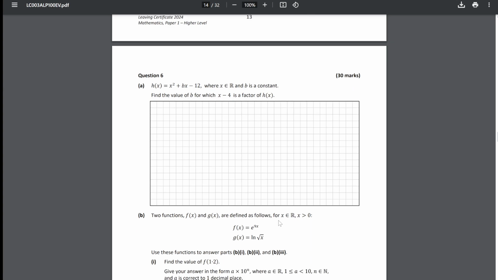And then the last of the long questions, a bit of factor theorem. You can either expand, or do long division, which I wouldn't recommend doing here, or you could sub in the fact that x equals 4 is a root and solve for b there, which is actually what I did.